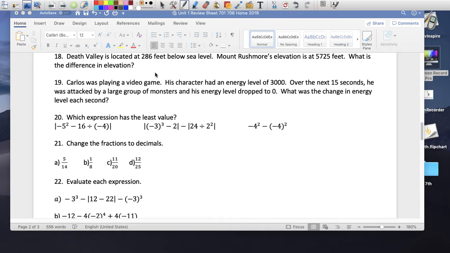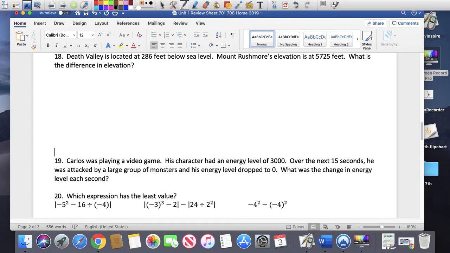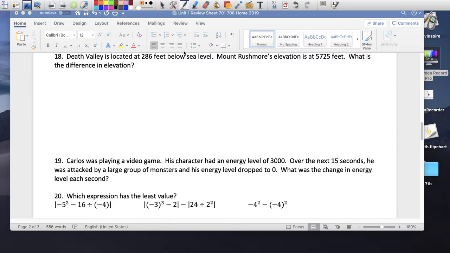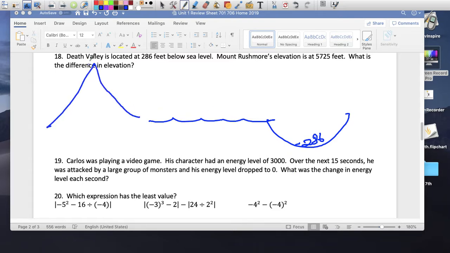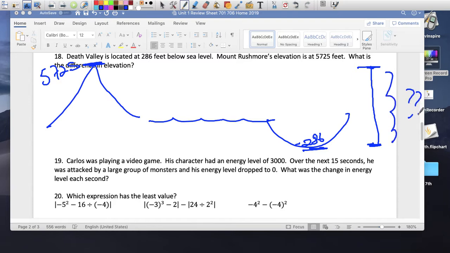17, 18. Death Valley, again, another distance problem. So Death Valley, why do I feel like I did this? Death Valley is located at 286, so here's the valley. 286 negative, just assume this is the water, below sea level, so all the way down here is negative 286. And then the top of the mountain is 5,725. So the peak of the mountain is right here, and the bottom. So I want this distance, from here all the way up here. So I'm asking you, how much is that distance?